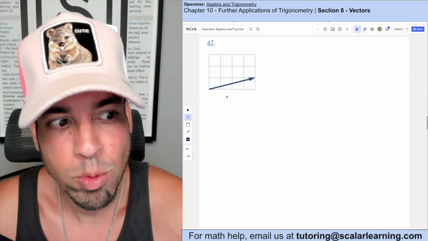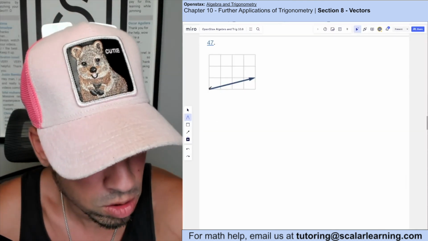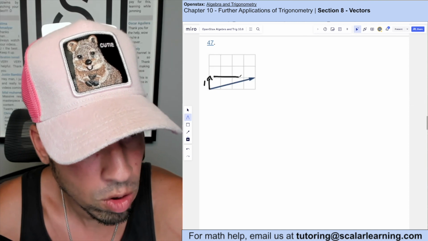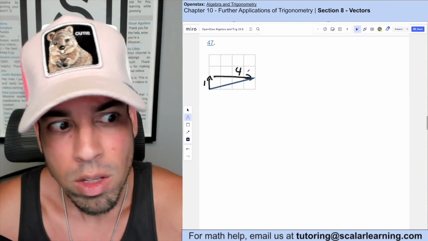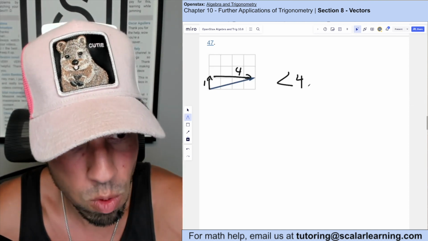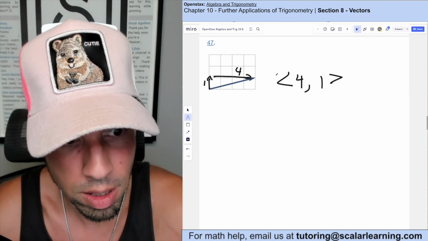Done. For this one, we're meant to put it in component form. And I see it's going up 1 and over by 4. So putting the horizontal move first, it's 4, 1 for the vertical. That's how you do it.